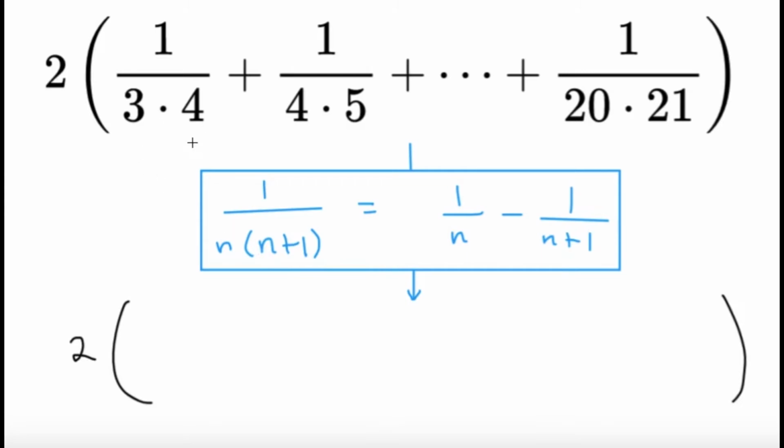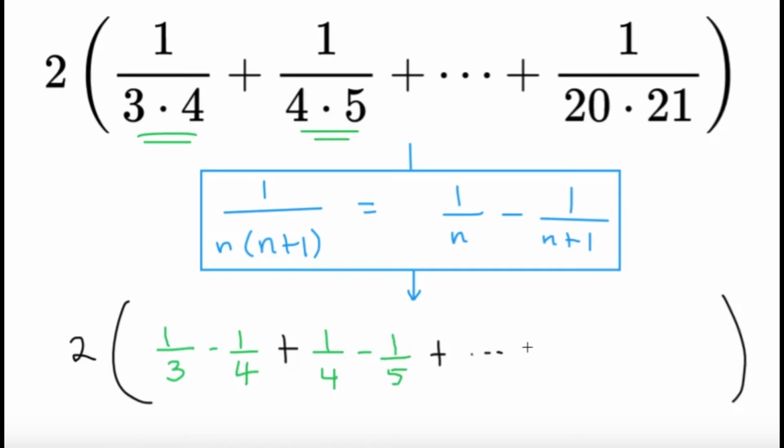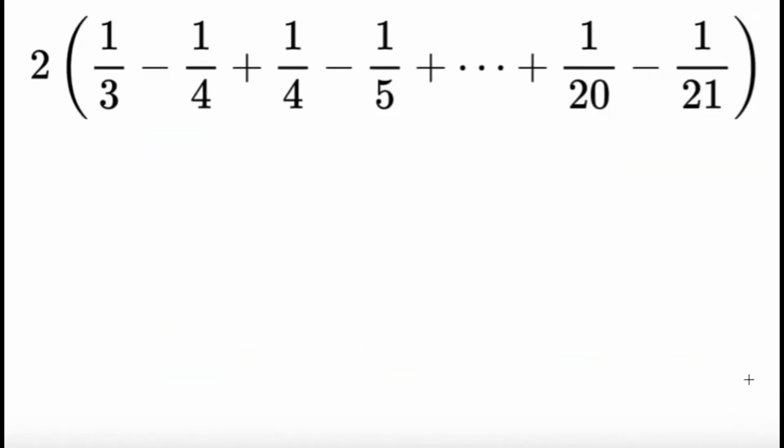So the first term, 1 over 3 times 4, is going to become 1/3 minus 1/4 based on the decomposition of the fraction. Next, the 1 over 4 times 5 is going to become 1/4 minus 1/5. And this pattern will continue until the last term. So the 1 over 20 times 21 is obviously going to be equal to 1 over 20 minus 1 over 21.